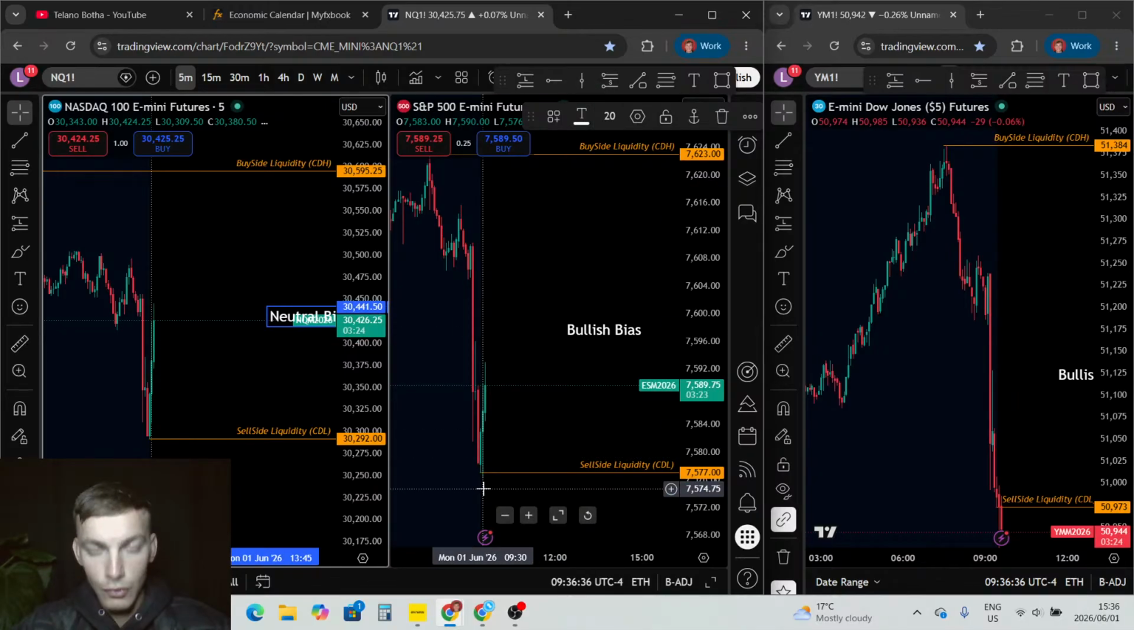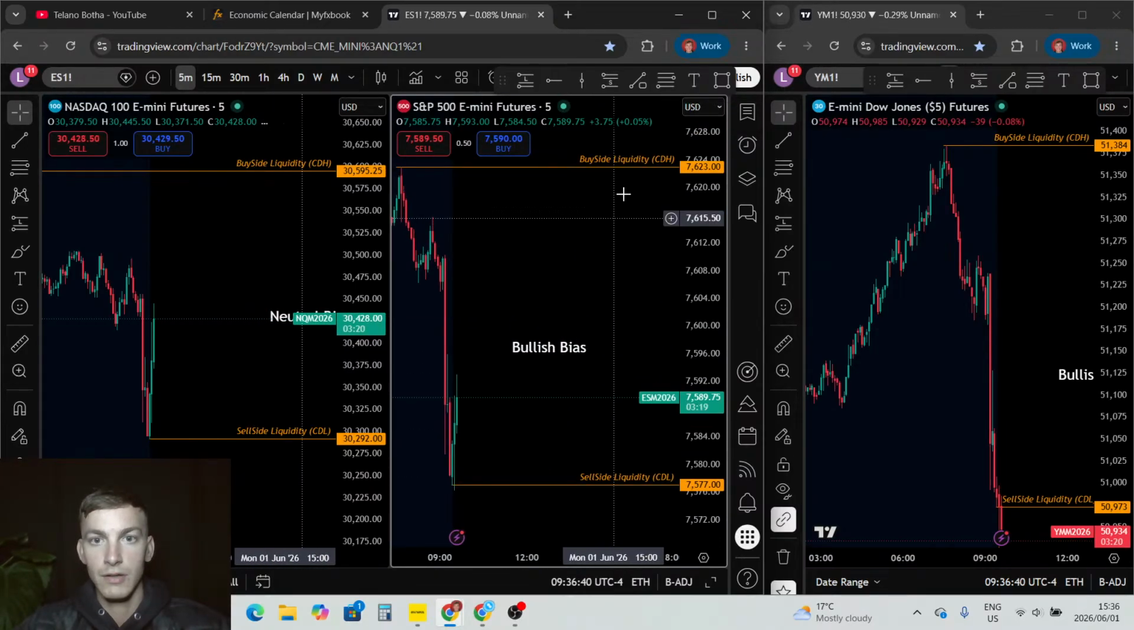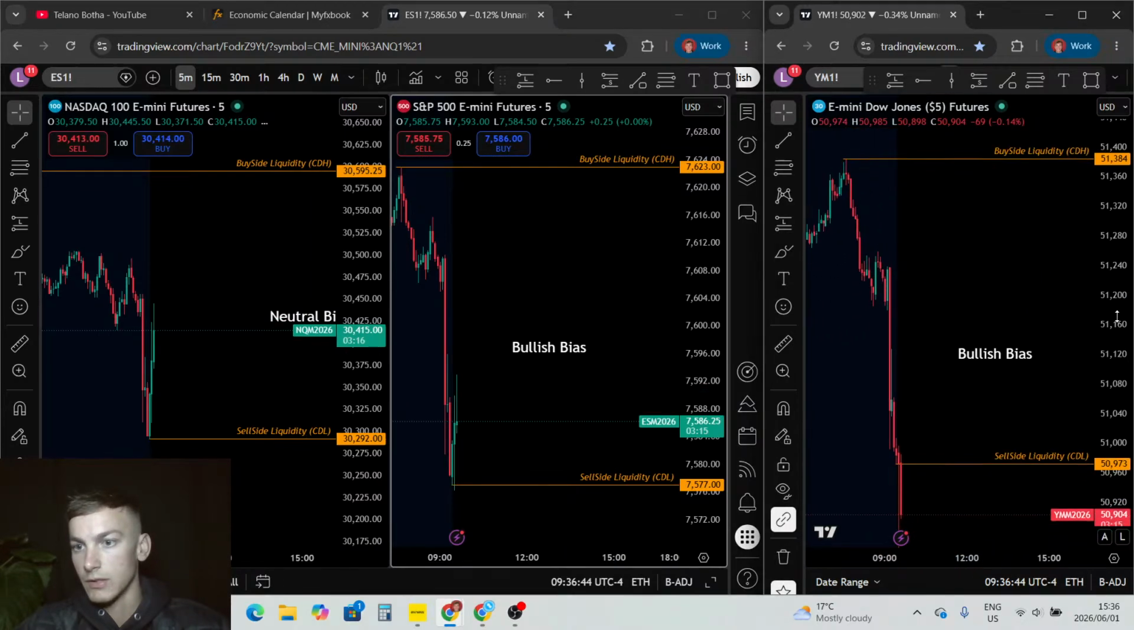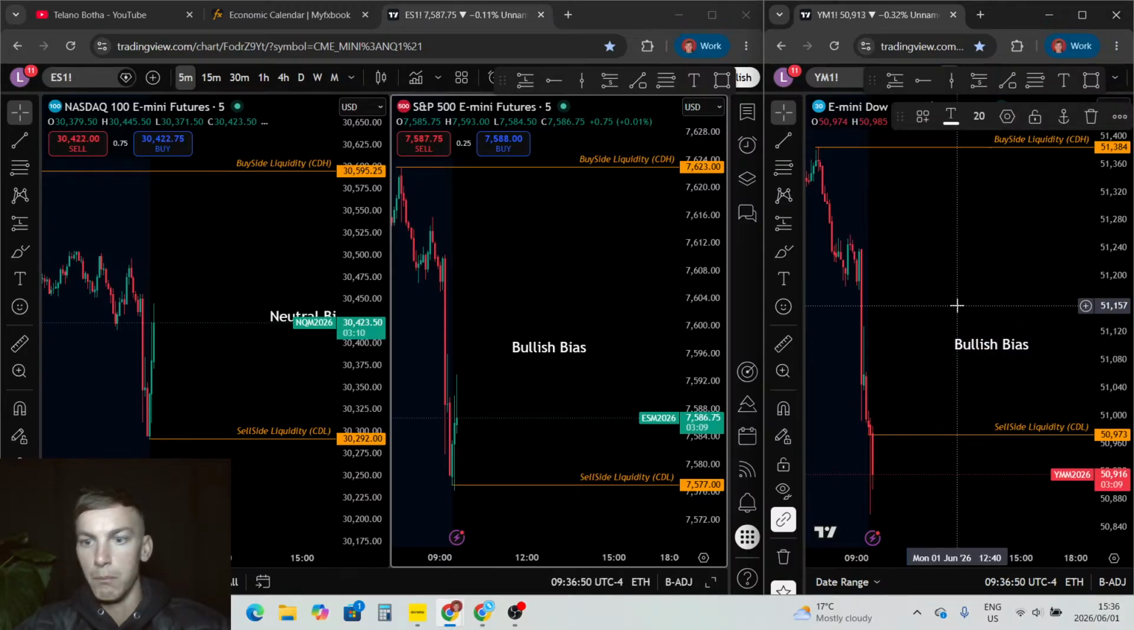So we've taken liquidity on the S&P 500. I am bullish. My target is now buy side. Likewise, on the Dow Jones Industrial Index, we have taken out sell side. So my target is buy side. I am once again bullish.